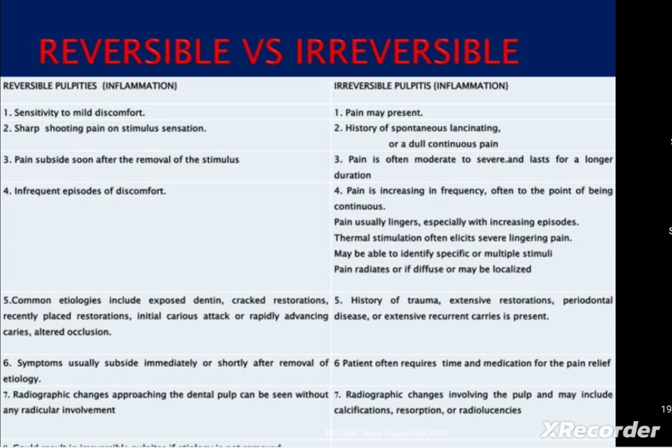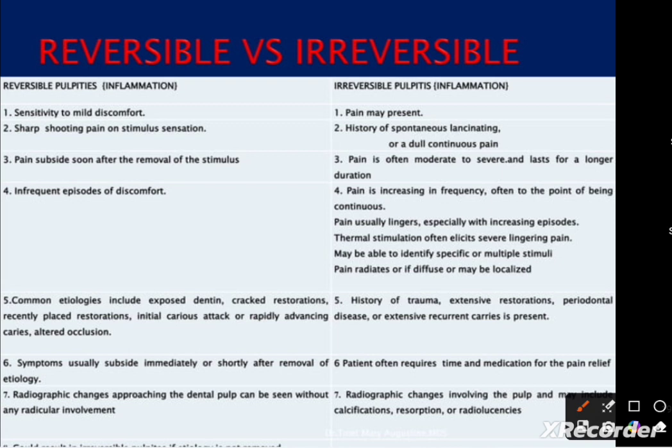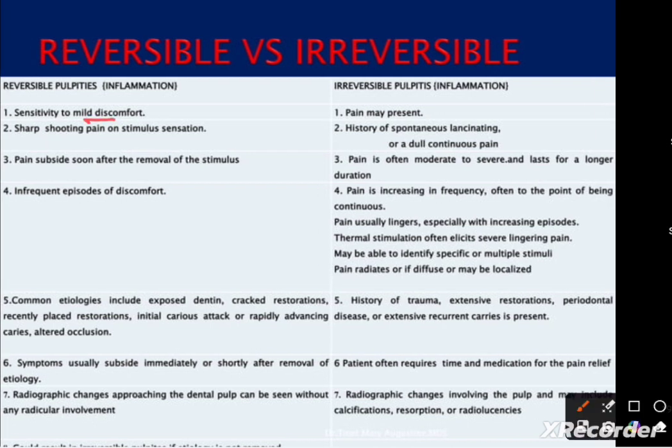So in reversible pulpitis, there is sensitivity to mild discomfort. Whereas in case of irreversible pulpitis, pain may be present. In reversible pulpitis, there is sharp shooting pain on stimulus sensation. So when we apply stimulus, then only there is pain. When we stop the application of stimulus, there is no pain.